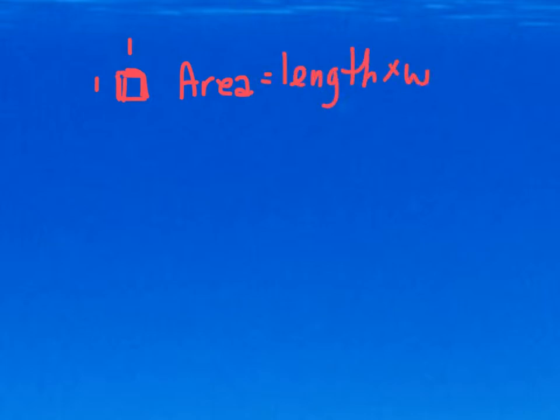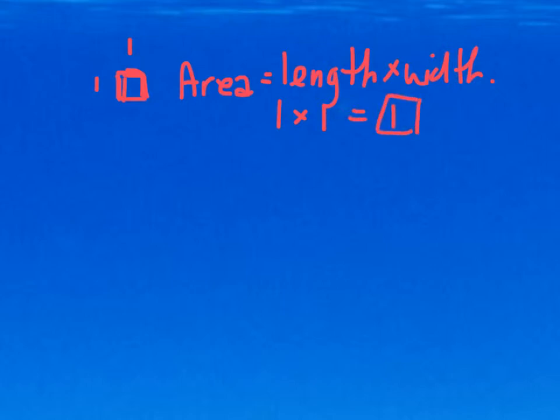So let's start off with a square that is 1 unit by 1 unit. And what I want you to think about is, what is the area of that square? Well, we know to find the area of a square, it is the length times width, and for squares the length and width is always the same. So in this case the area would be 1 times 1, which is 1.